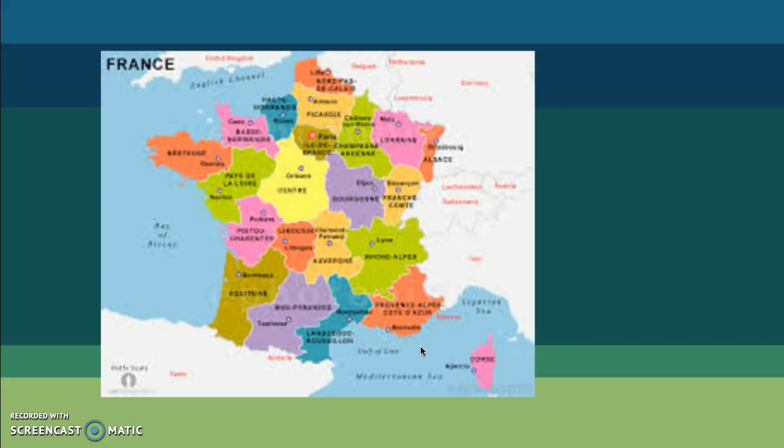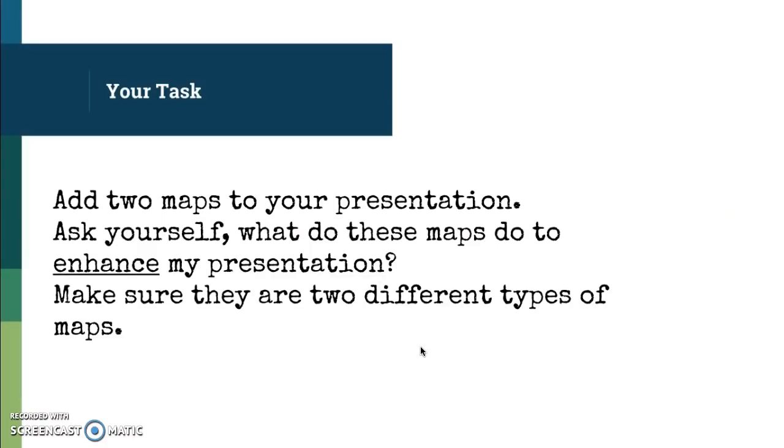Now, the last thing I need you to think about after you've filled in page number 12, you've taken the notes on the front, and you've gone through all the map types on the back. Your task now is to find 2 maps to add to your Heritage Project presentation. But I need you to ask yourself, what do these maps do to enhance my presentation? So if you're researching Russia, don't Google map of Russia and just plop in the first map you see. Make sure it's a map that really adds to your presentation.